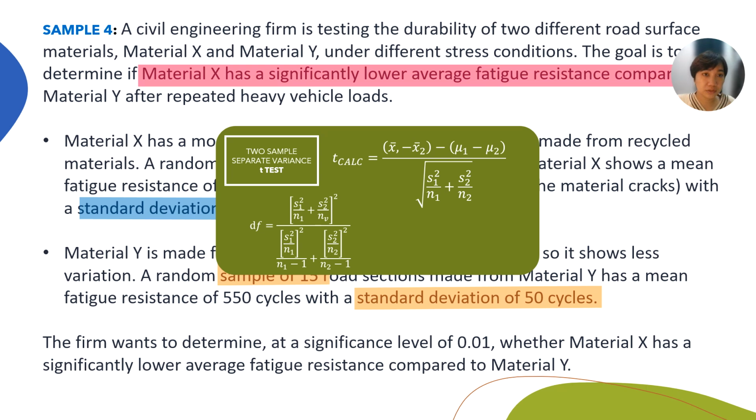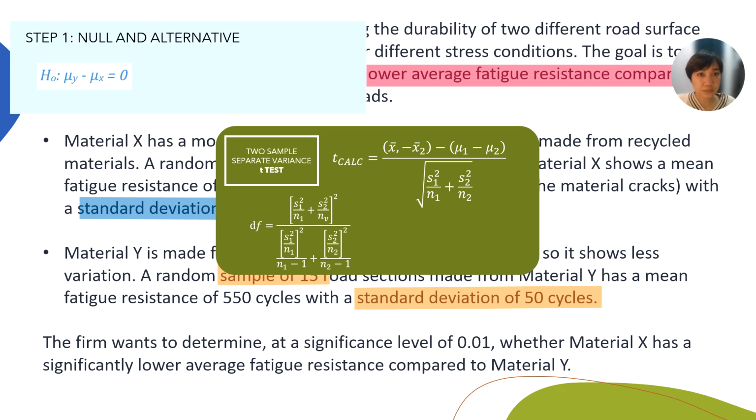Now let's go to the steps. Step 1, the hypothesis. The null would be that their difference would be equal to 0, but the alternative, their difference is more than 0. Notice that I assigned material Y as the biggest number, therefore it is mu1, or the first one in the equations. Do that for the rest of the steps, especially in test statistic calculation. The bigger parameter goes first always.